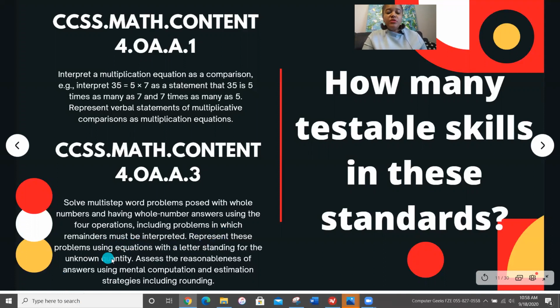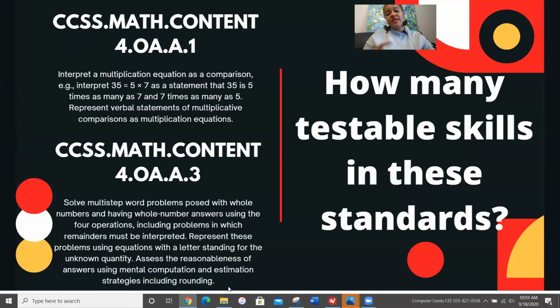Represent these problems using equations with a letter standing for the unknown quantity. Another skill, variables. Assess the reasonableness of answers using mental computation and estimation strategies, including rounding. That's at least 3. That's 20 skills in this one standard.